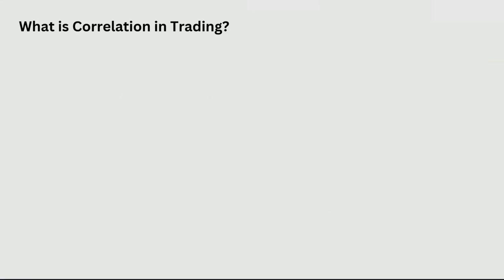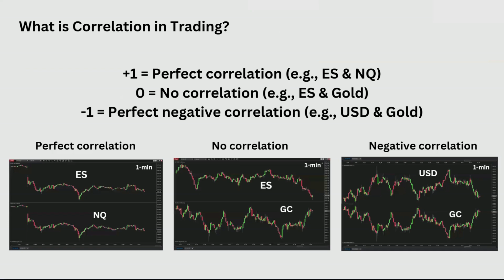What is correlation in trading? In simple terms, correlation measures how two instruments move relative to each other. A correlation of +1 means they move together. They look the same, like ES and NQ. 0 means no relationship at all, like ES and gold. And -1 means they move in opposite directions. For instance, USD and gold.